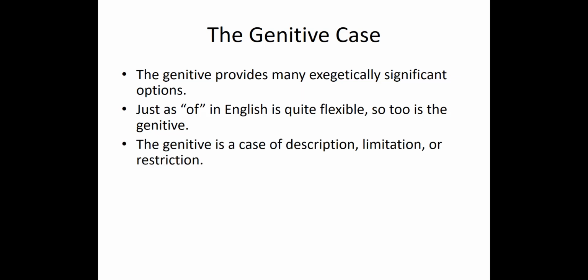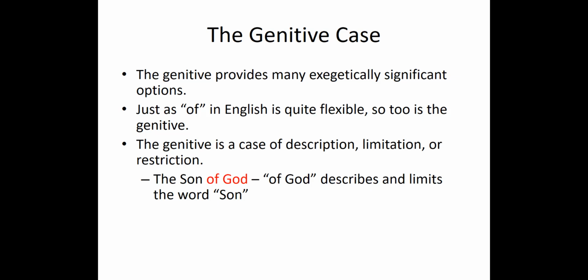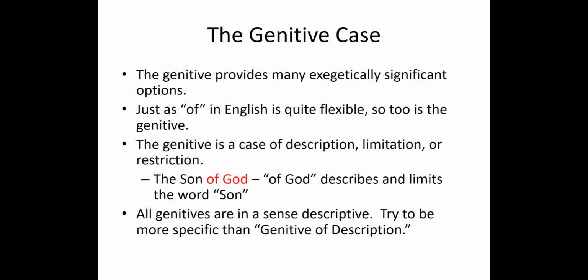The basic idea of a genitive case is a case of description or limitation or restriction. At its core, the genitive is similar to an adjective. If we had the phrase "the Son of God," the "of God" would be genitive. "Of God" describes the Son, and it limits the Son. So whose Son are we talking about? Well, we're talking about God's Son. So you see that genitives can describe, they can limit, they can restrict.